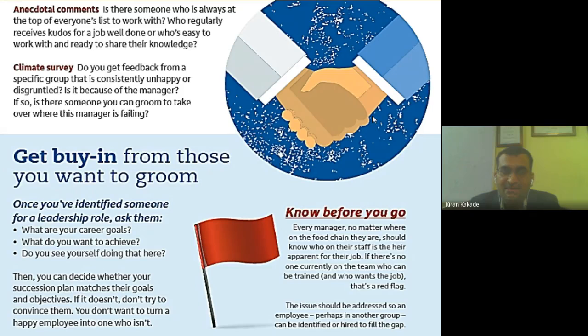Okay, next, inform those you want to groom. Once you identify someone for a leadership role, ask them. Okay, ठीक है, मेरे यहाँ पे मैंने 10 लोगों का सिलेक्शन किया है for succession planning. So what next then? I want to ask them, what are your career goals? What do you want to achieve? Do you see yourself doing that here? So that is the basic questions that firstly you need to identify कि वो कैपेबल है क्या नहीं.